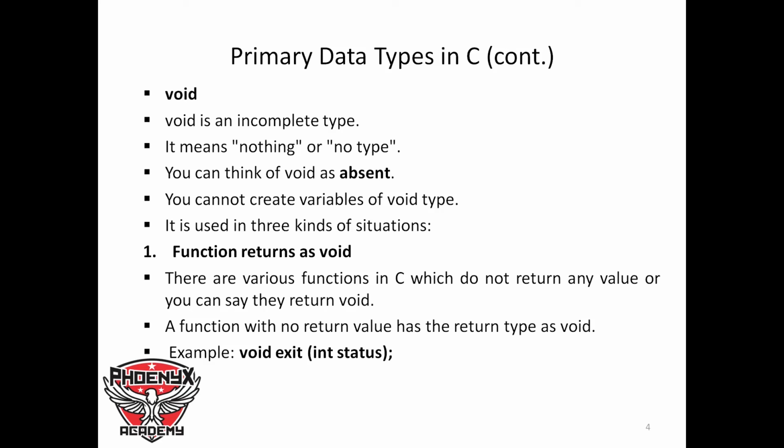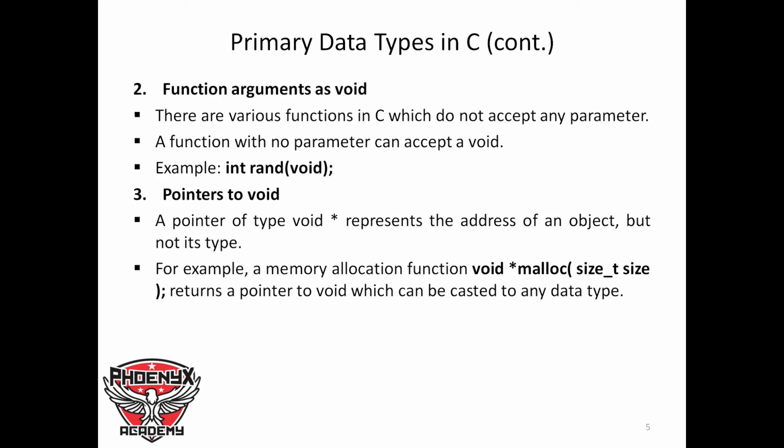An example is void exit, int status. This is a function definition, and the name of the function is exit. We have specified the return type as void, meaning that it is not going to return anything. Then we have the parameter status, which is of type integer.